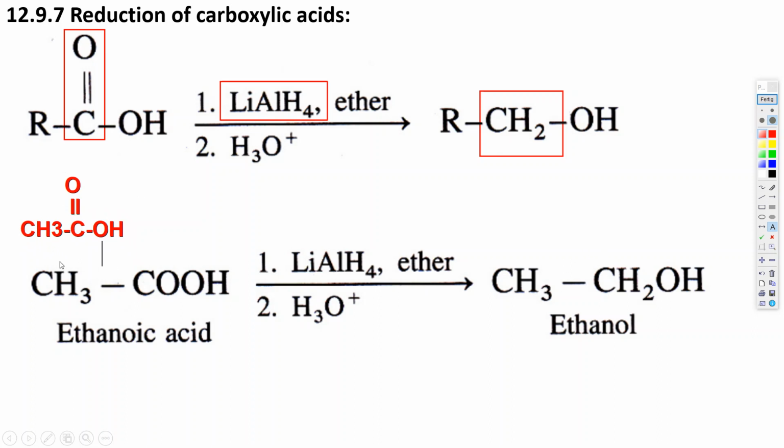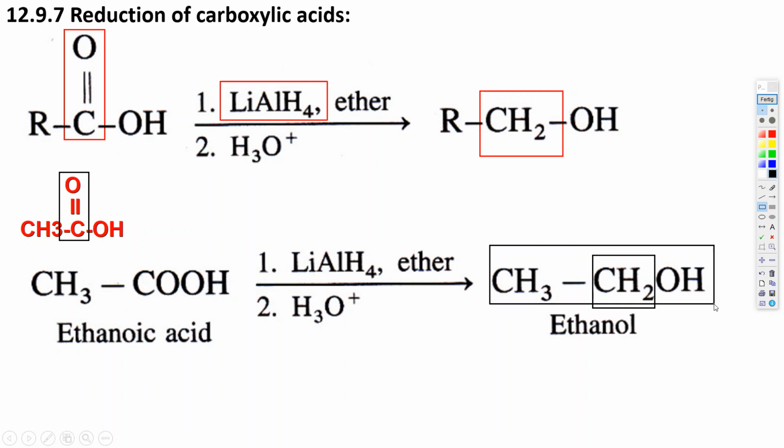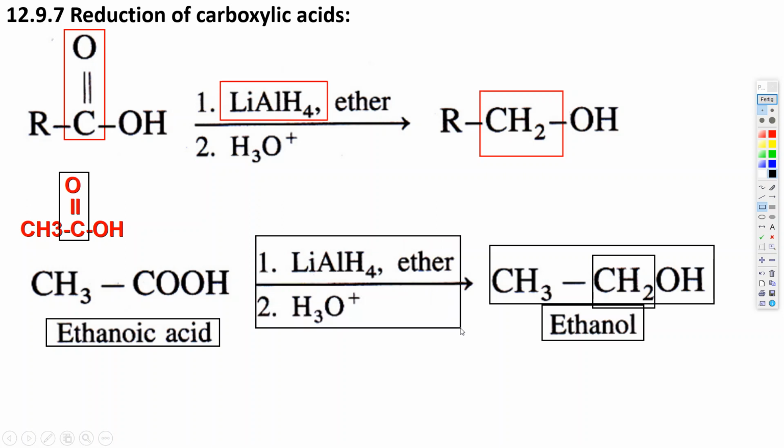So for the major product, this C double bond O becomes a CH2 group, and join the remaining part as it is. So CH3CH2OH. CH3CH2OH means what? This is nothing but an alcohol with 2 carbon atoms. So the alkanol, for 2 carbon atoms, is ethanol. So from ethanoic acid you can prepare ethanol with the help of lithium aluminum hydride in ether followed by H3O plus.